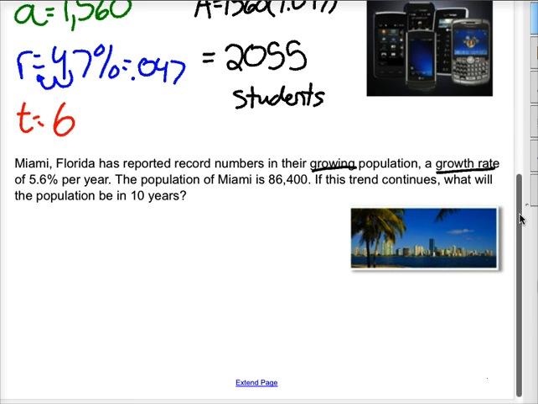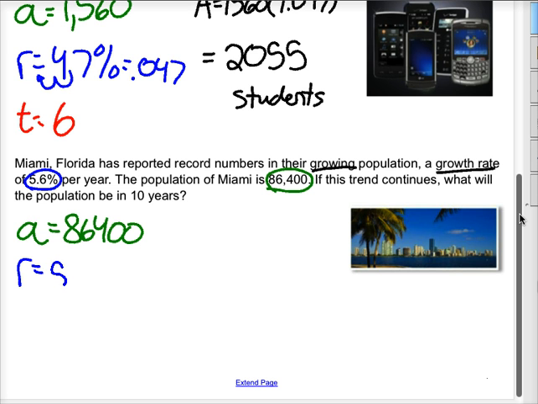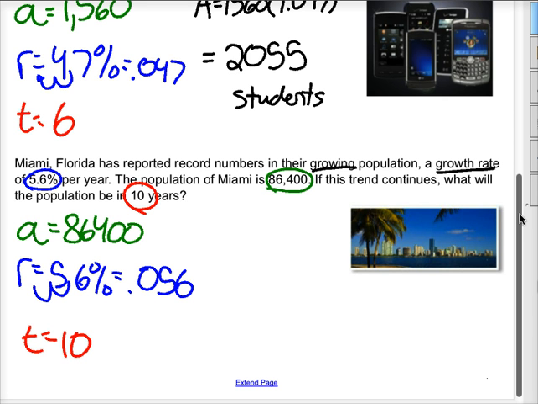So once I've identified that, I'm going to find my starting value. So we're starting at 86,400. Our rate is 5.6%. But again, we have to turn it into a decimal, so we're going to move the decimal place over twice. It's less than 10%, so that means we're going to need that placeholder 0. And our t is 10. We want to know about 10 years in the future.